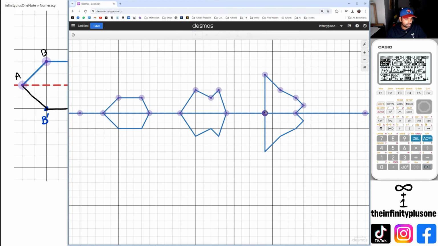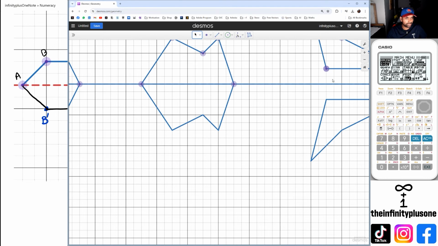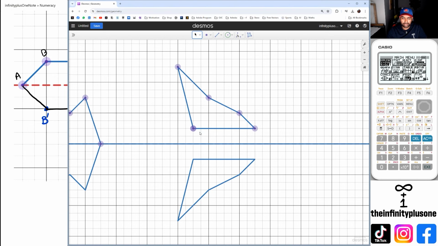Now, if for some reason you get a shape where it's joined like that, we can try and zoom in a bit. Ooh, too much. So let's have a look at this particular shape here and notice how the reflection works. This point right here is 2 away from the reflection line. Therefore, on the other side, it's going to be 2 away as well.